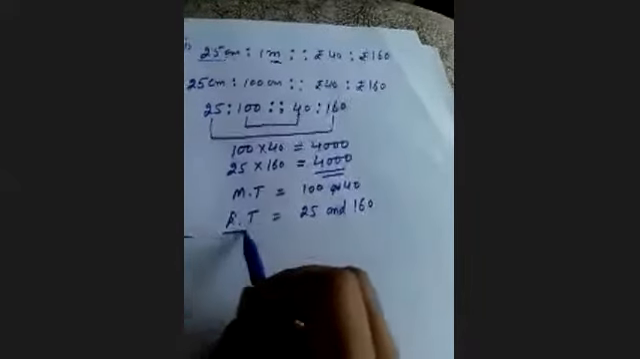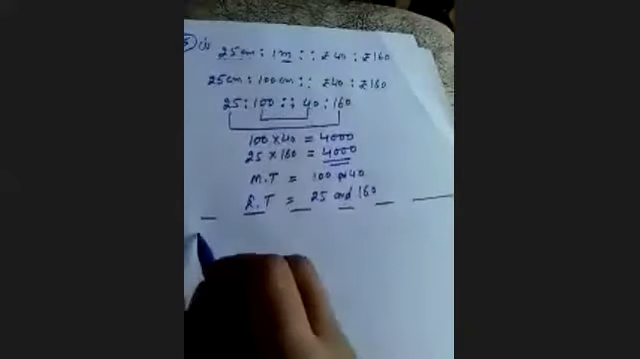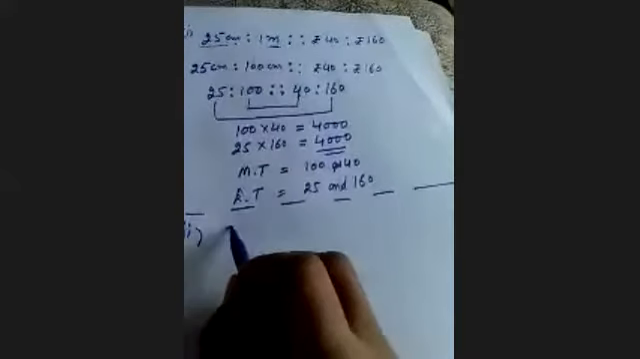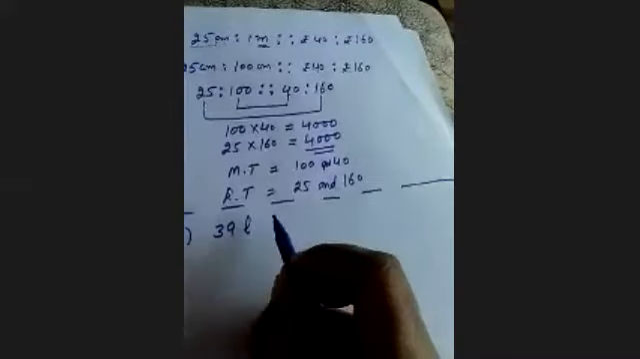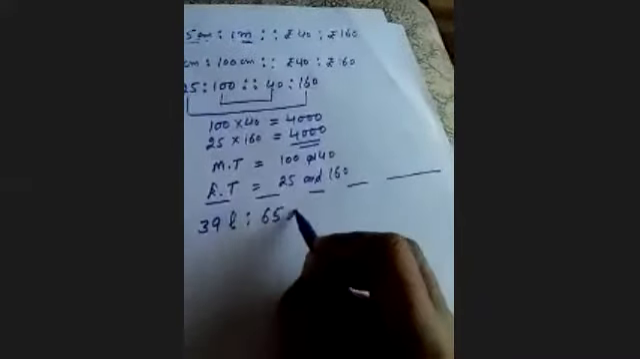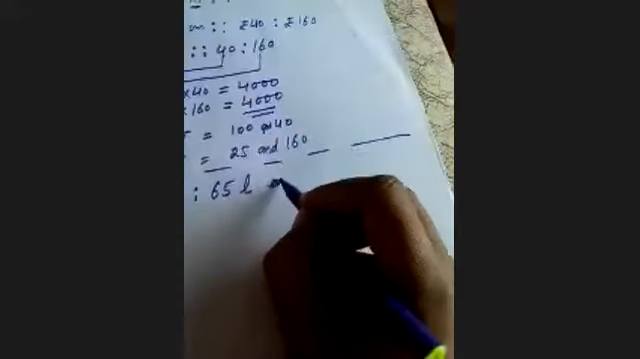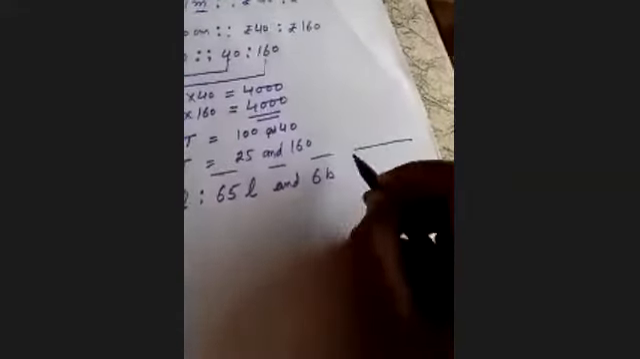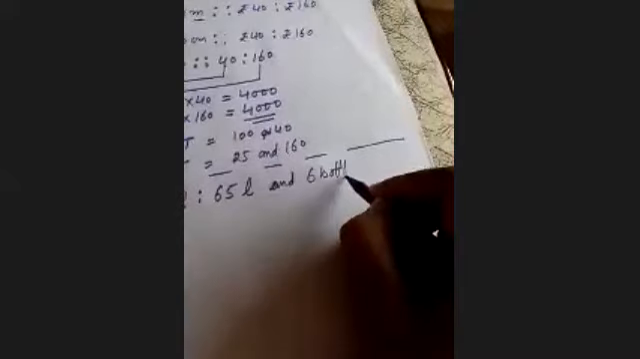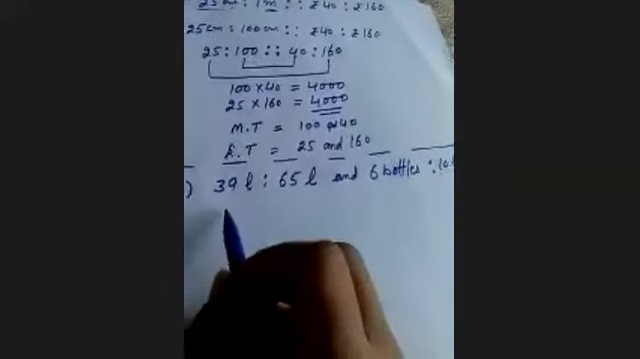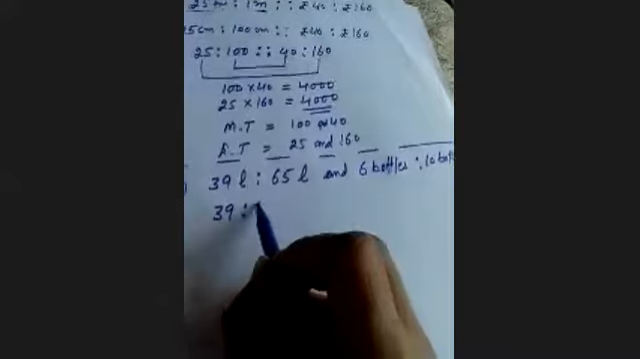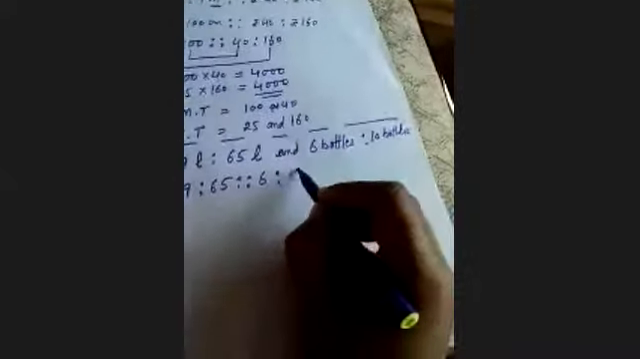Now, second part of fifth question. 39 liter ratio 65 liter and 6 bottles ratio 10 bottles. Right, 39 ratio 65, 6 bottles ratio 10.